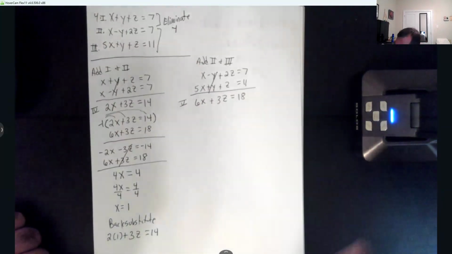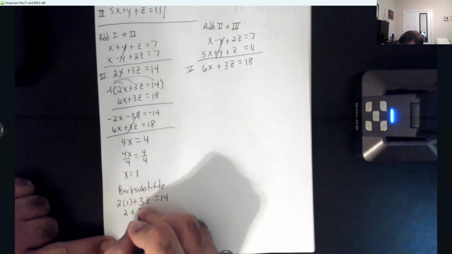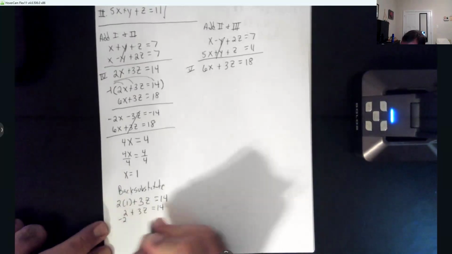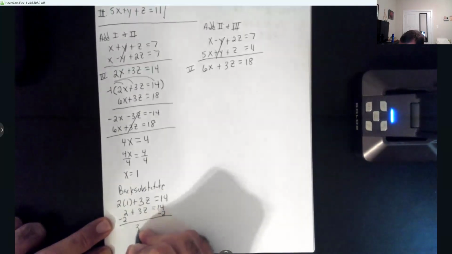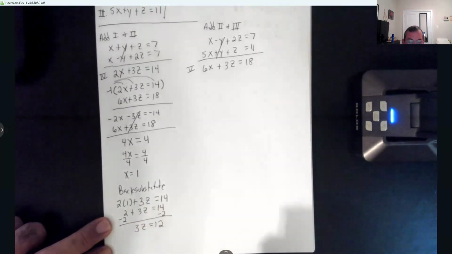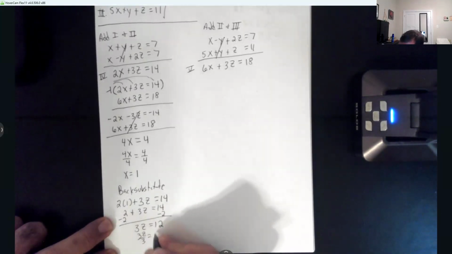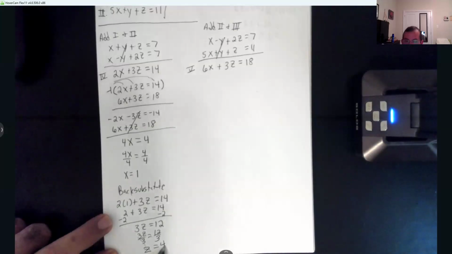All right, y'all, so let's see. 2 times 1 is 2 plus 3z equals 14. We're now going to subtract 2 from each side. And we get 3z equals, what's that, 12? And y'all, the last step, divide by 3. And that cancels, giving me a 1z is now equal to 4. So y'all, we know x is 1, z is 4.